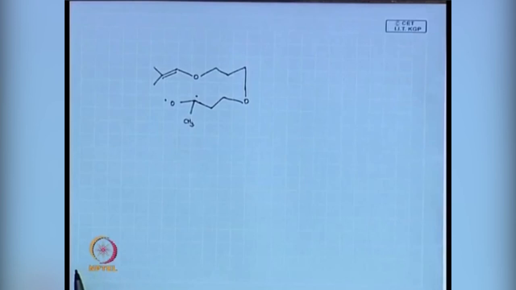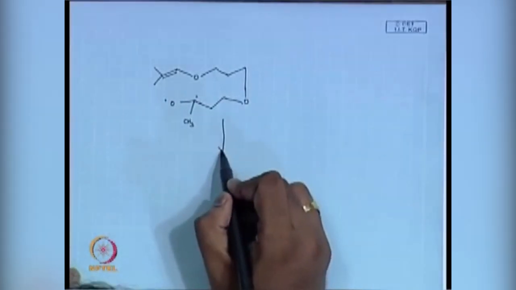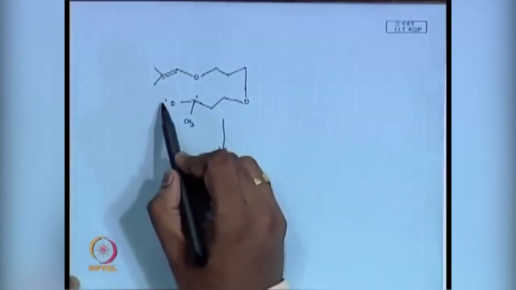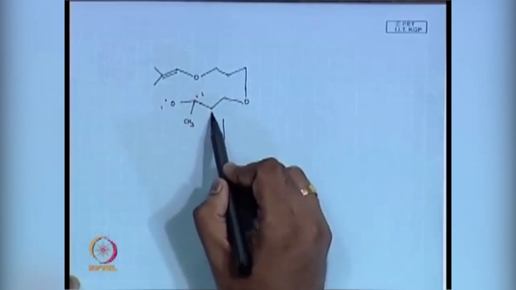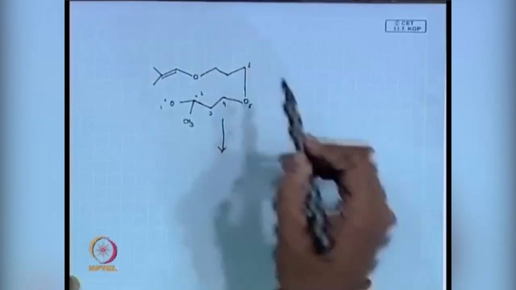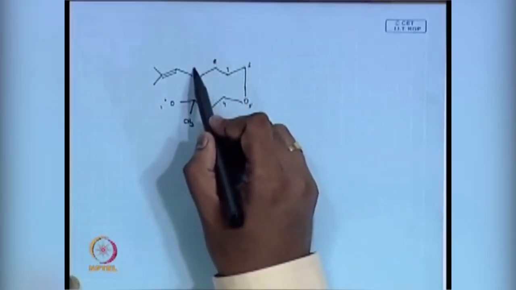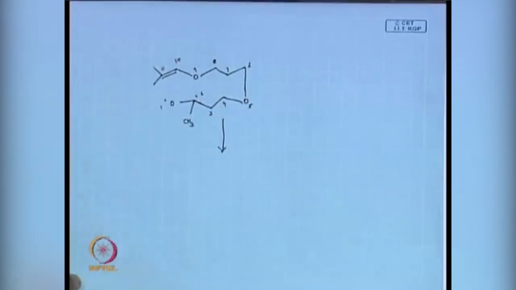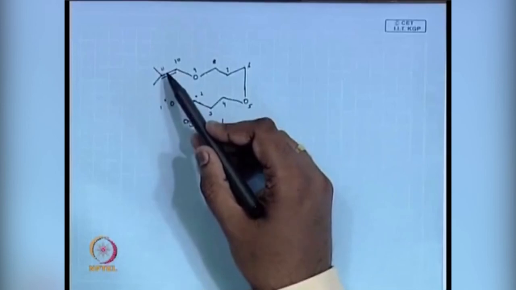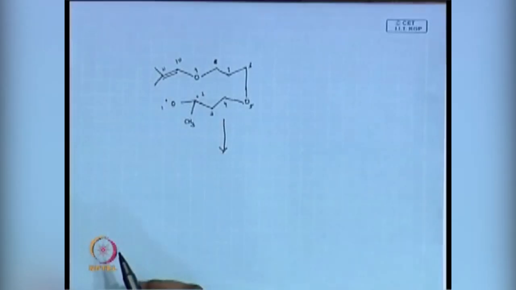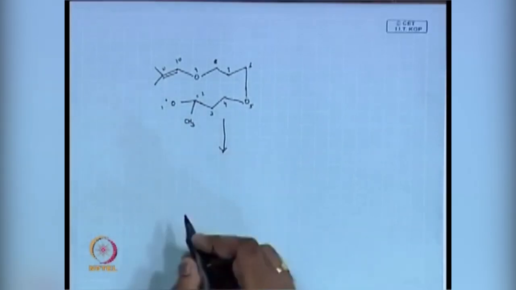Right, you can write this in a simple way like this. Now, you can do your addition, how you want to do it, because I can say 1, 2, 3, 4, 5, 6, 7, 8, 9, 10. Where do you want to do it? You want your O dot to add across C11 or C10? C10. Because you are going to create an isopropyl type of radical, secondary, which is much more stable. So, if you do that, then what do you get?